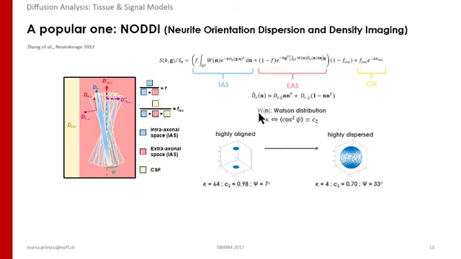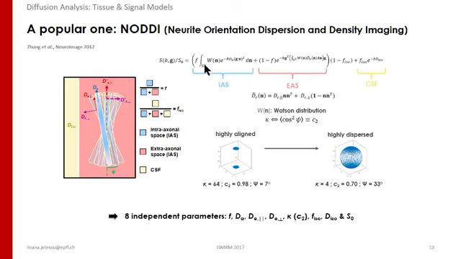And for the stick ODF, they choose a Watson distribution here, which is convenient because it's characterized by a single parameter kappa that you can readily relate to the mean cosine squared of the angle between your axons here and the main orientation of the bundle. So a high value of kappa is a highly aligned bundle. A low value of kappa is highly dispersed. So typically, NODDI can be applicable to both white matter and gray matter.